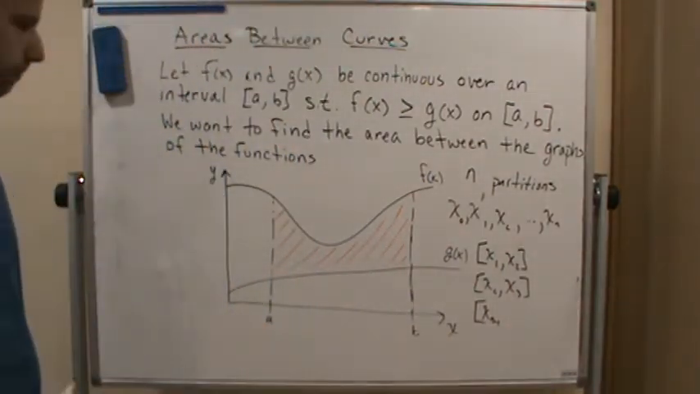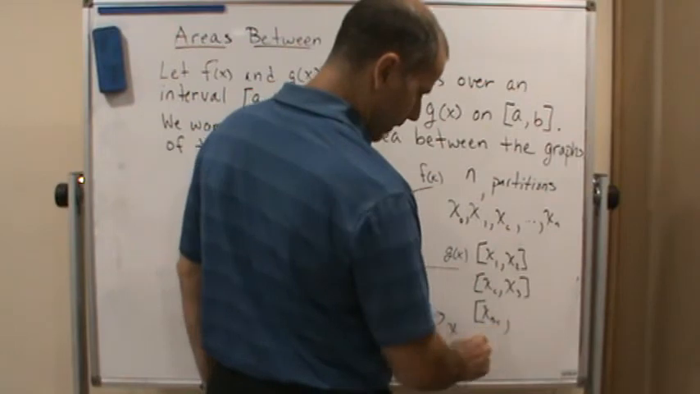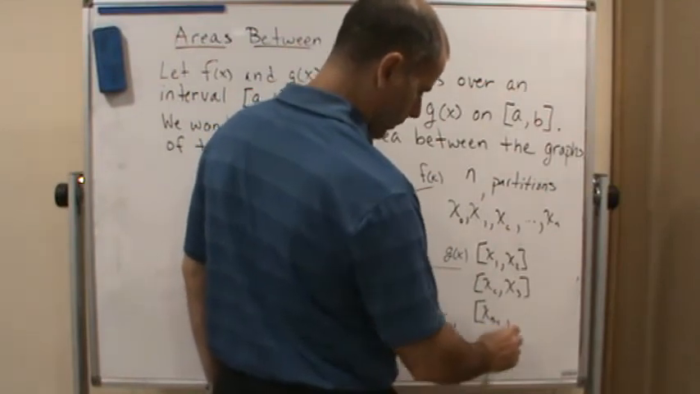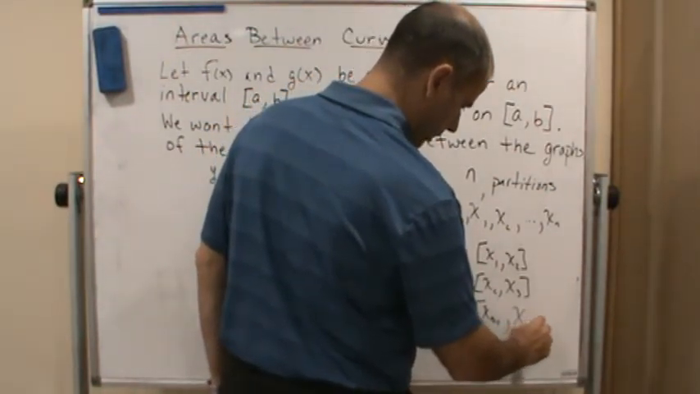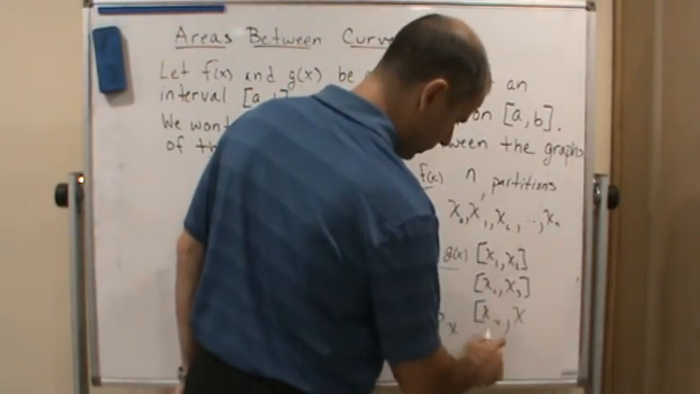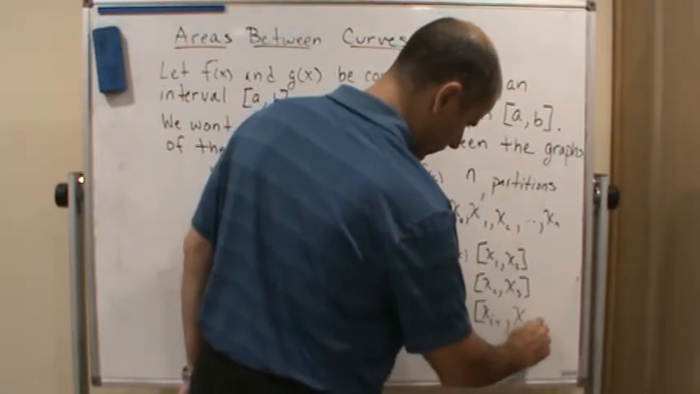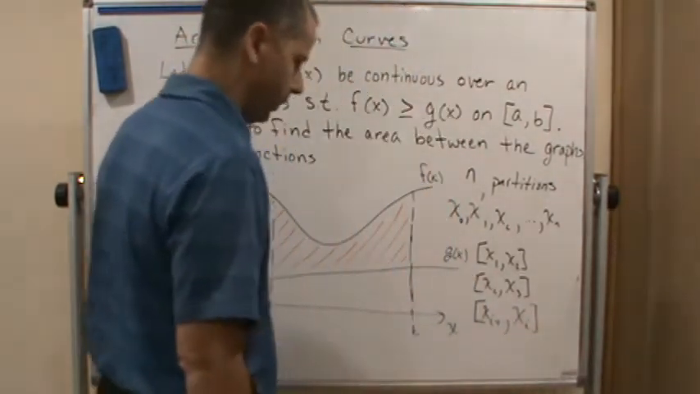Okay? So the general interval is going to be x of i minus 1 to x of i.